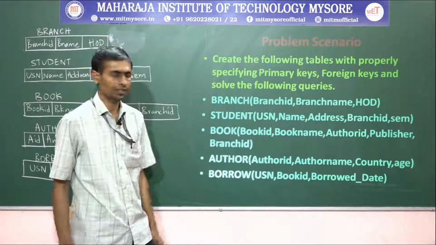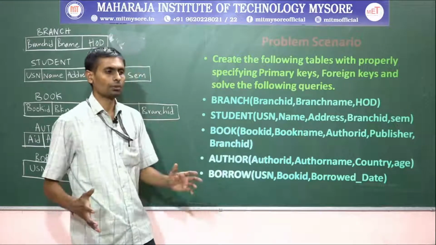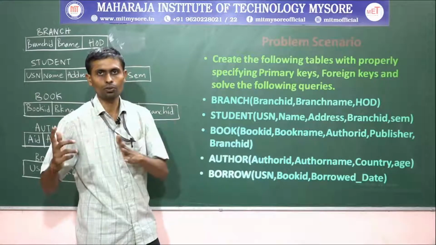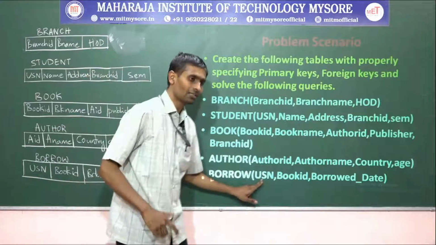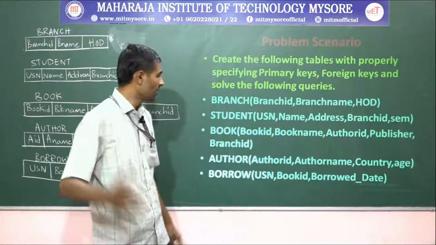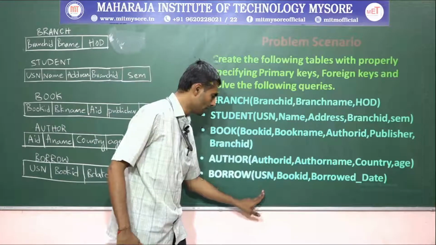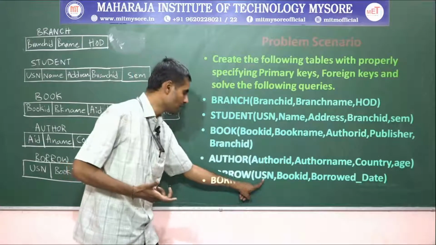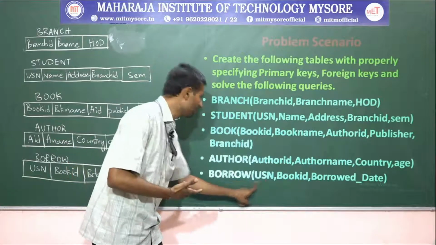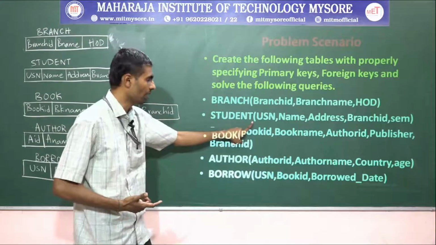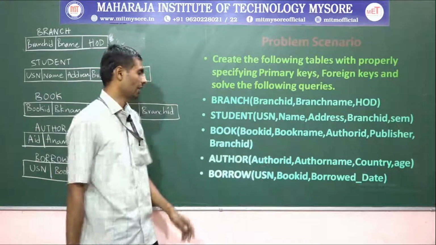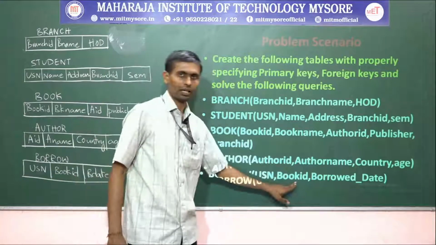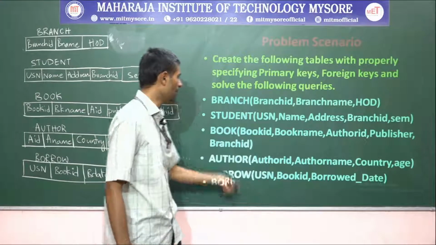What does this borrow table indicate? It talks about which student borrowed which book on what date, right? Because a student can borrow many books, we have included a USN and book ID here. So if I want to know the name, take this USN, ask this USN, what is your name? It takes us to the student table, then easily I can get a name. Then if I want to know the book name, take this book ID and compare it with the book table.